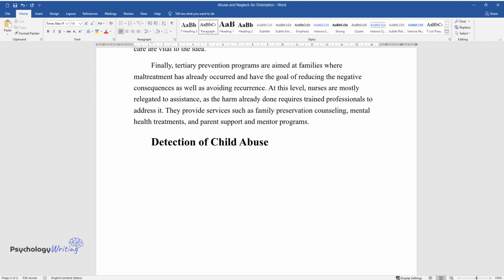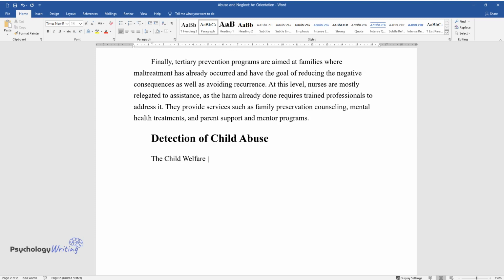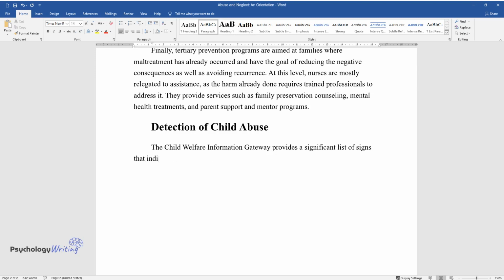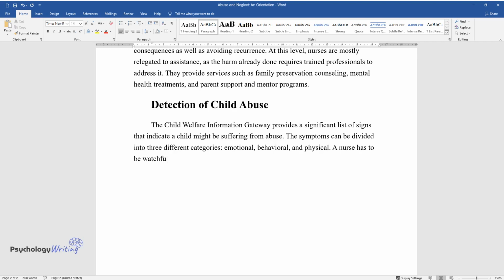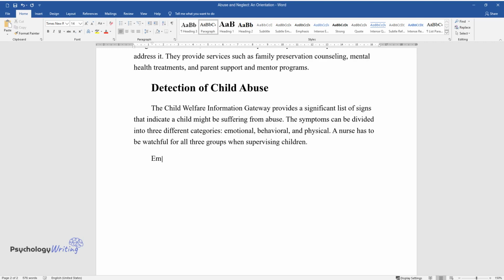Detection of child abuse. The Child Welfare Information Gateway provides a significant list of signs that indicate a child might be suffering from abuse. The symptoms can be divided into 3 different categories: emotional, behavioral, and physical. A nurse has to be watchful for all 3 groups when supervising children.